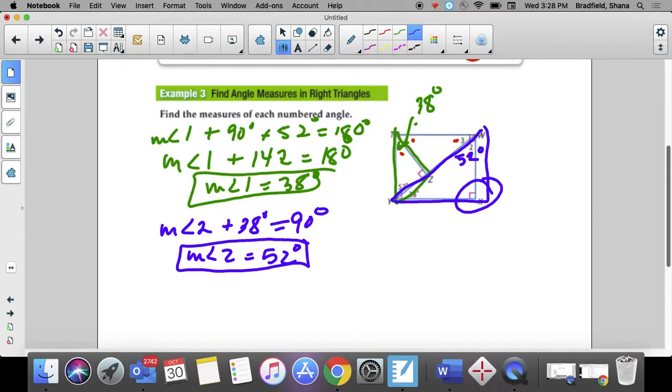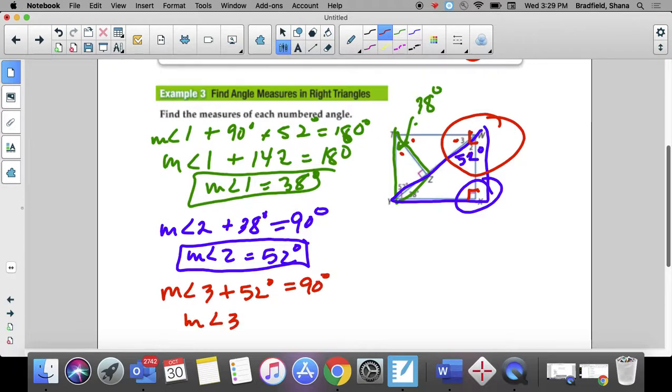Okay, now it's not too difficult. I see that I have a right angle here and a right angle here. I could take this right angle, so that's 90 degrees, and I see that angle 3 and angle 2 add up to 90. So I'm going to take the measure of angle 3 plus angle 2, which was 52 degrees, is equal to 90 degrees. And when I subtract 52, I get 38 degrees.